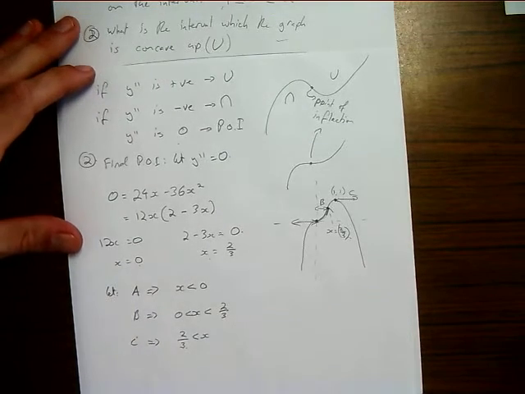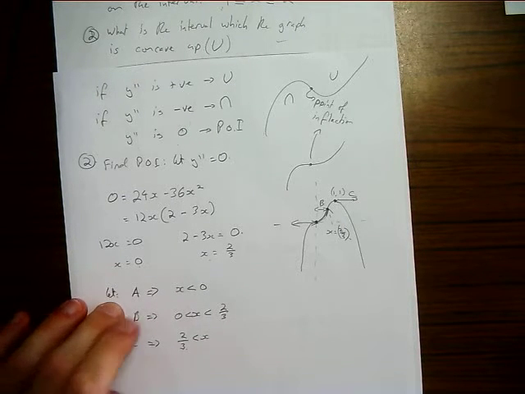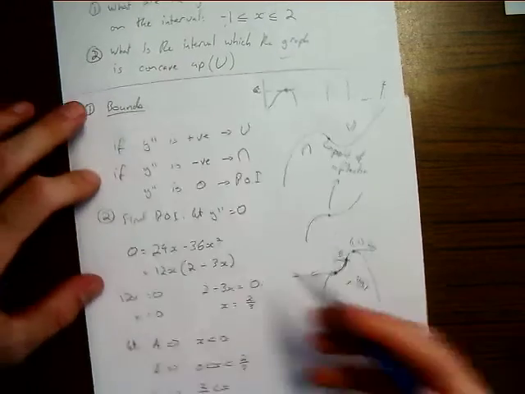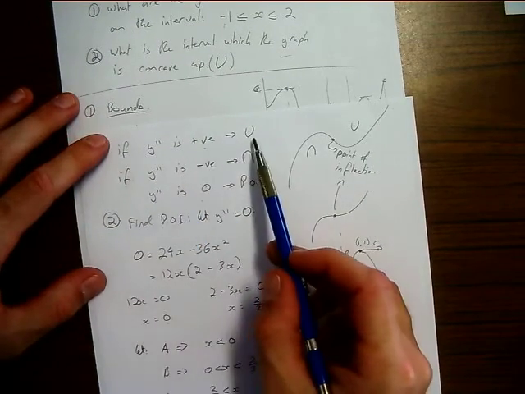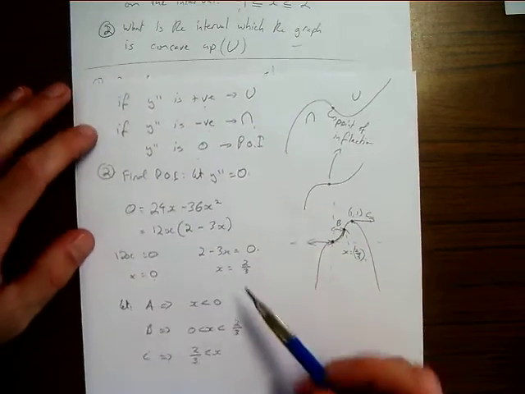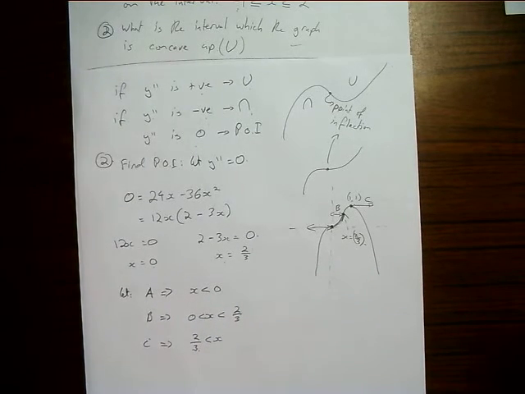Okay, so to work out whether it's concave up or down, I need to take a point from each of these intervals and substitute it into my double derivative. And remember, if my double derivative is positive, it's concave up. If it's negative, it's concave down. It won't be 0 because I've already got my points that are 0, which are the bounds. So I'm not going to use the actual points of inflection in this.